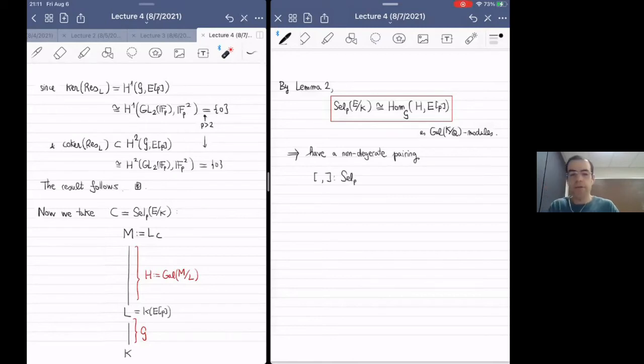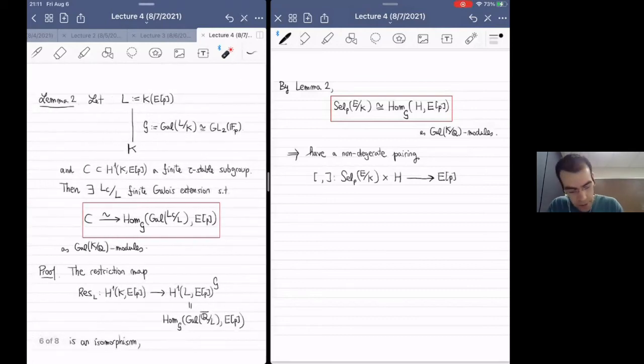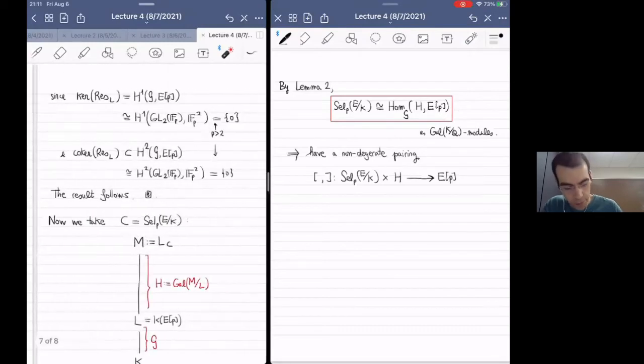Okay, so here I'm using the same notation that Gross uses in his beautiful account of Kolyvagin's work. And this map is coming from the restriction map that we saw in the proof. So we can write down precisely what this pairing is.